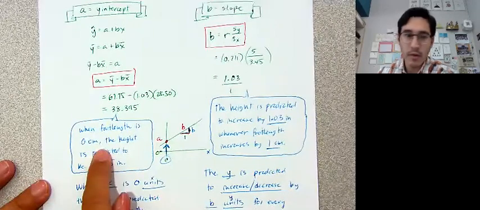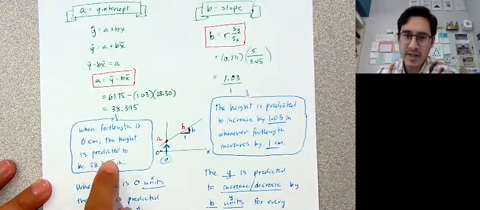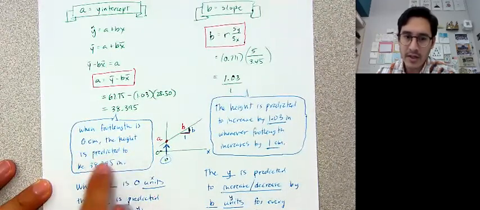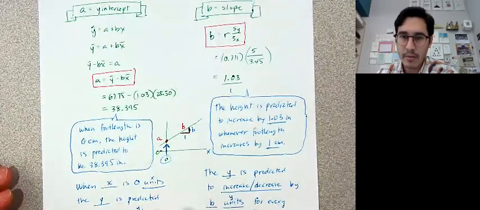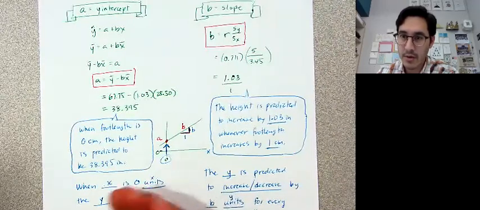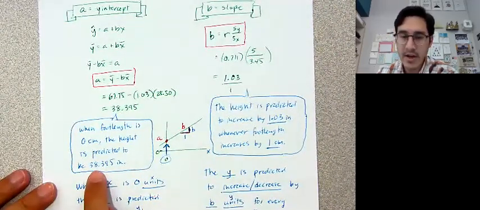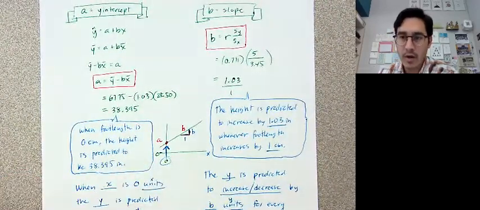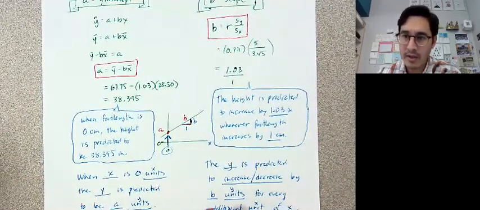Now, I forgot to mention, does this interpretation even make sense? When the foot length is 0 centimeters, the height is predicted to be 38.395. I don't know about you, but I've never met anybody whose foot length was 0 centimeters, no adult, and I haven't met any adult who was 38 inches tall. So even though you can interpret any number using this sentence frame, it's not always going to make realistic sense.